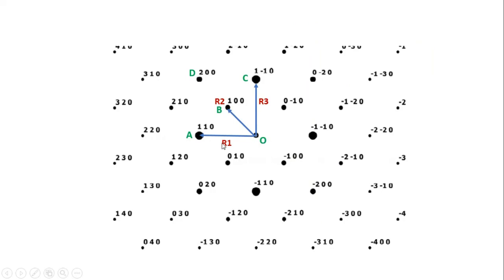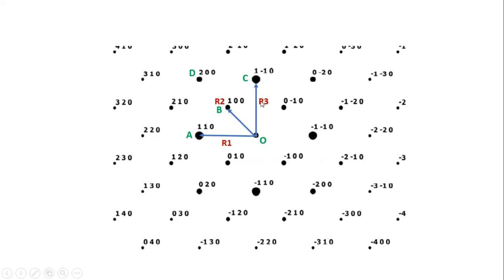So here we can see the point after R1 distance is 110 and the point after R2 is 100. As we know, the vector sum of two points is this, so OA plus OC gives OD, so this one becomes 200, and since B is at half the distance of D, it will be 100.